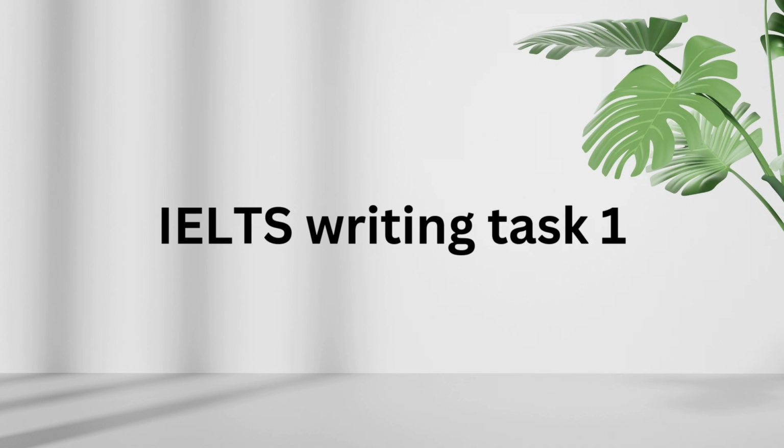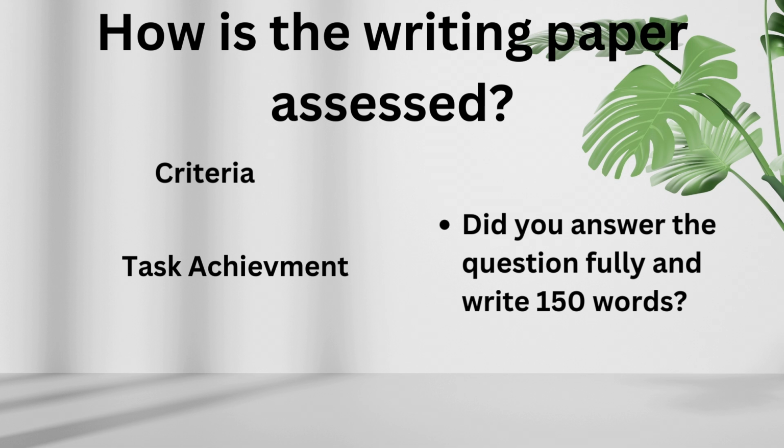The first criteria is, of course, task achievement, which means that have you fully answered the question or not. So what do we mean by fully answering the questions? Well, it means that you've fully covered all the requirements of the task appropriately. You've spoken about the key features and have clearly and logically presented them, right? So what are the key features? We will look at them shortly when we look at the question.